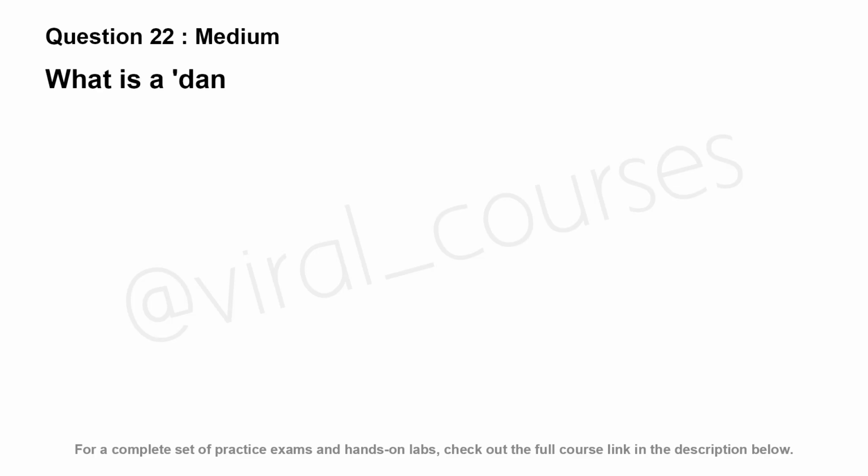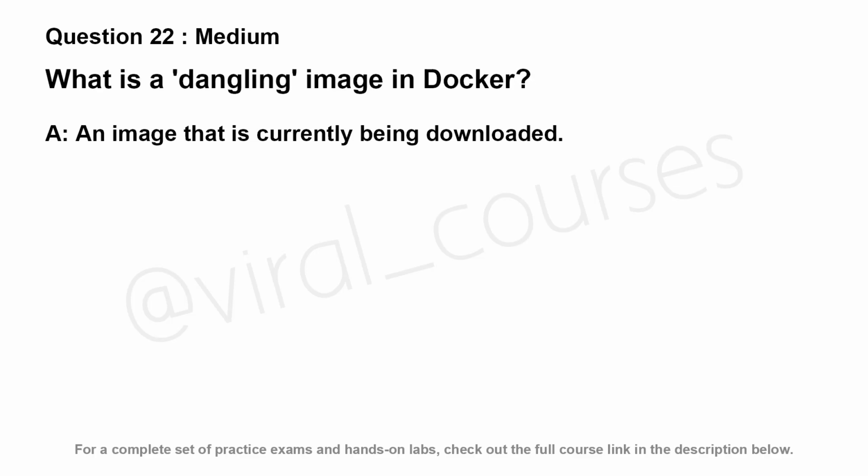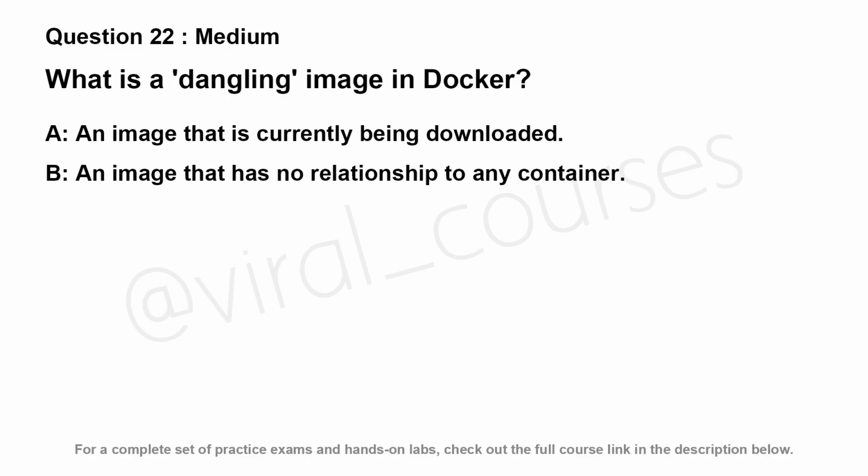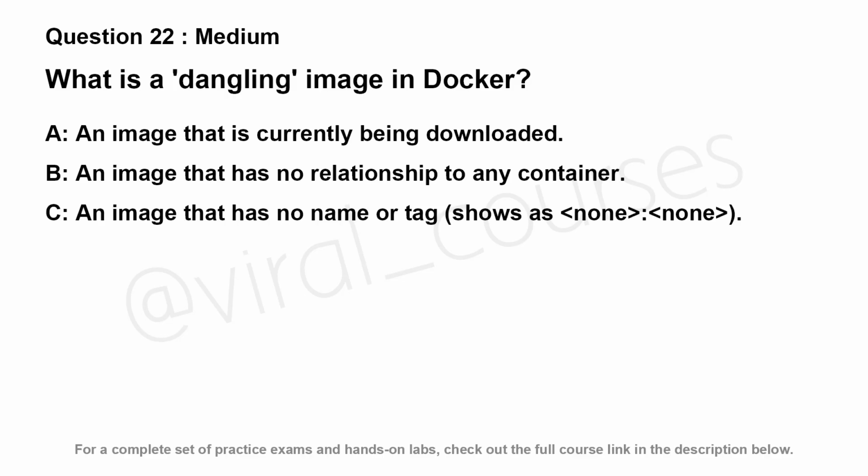What is a dangling image in Docker? Option A. An image that is currently being downloaded. Option B. An image that has no relationship to any container. Option C. An image that has no name or tag. Shows as <none>:<none>. Option D. An image that is corrupted.